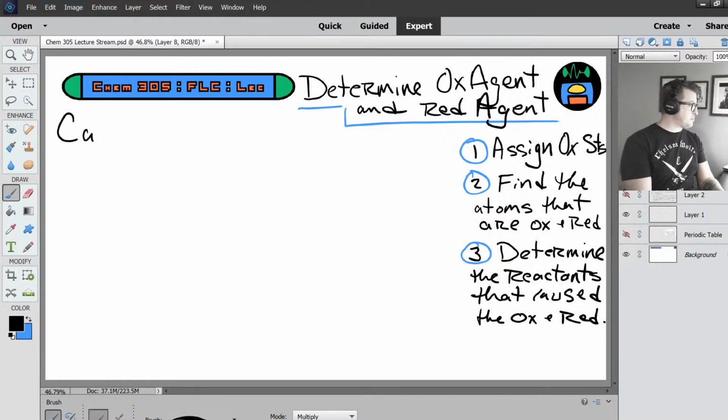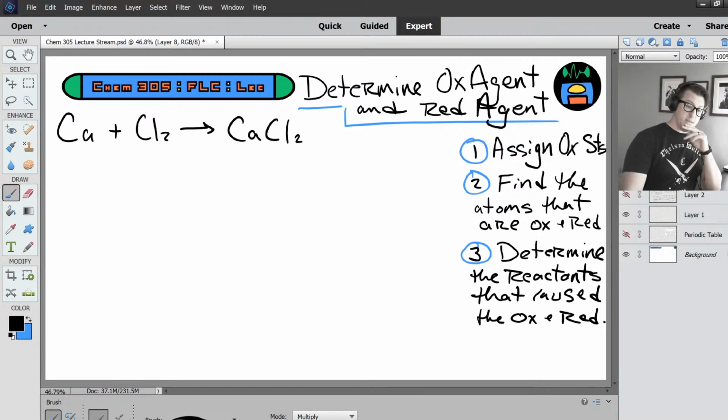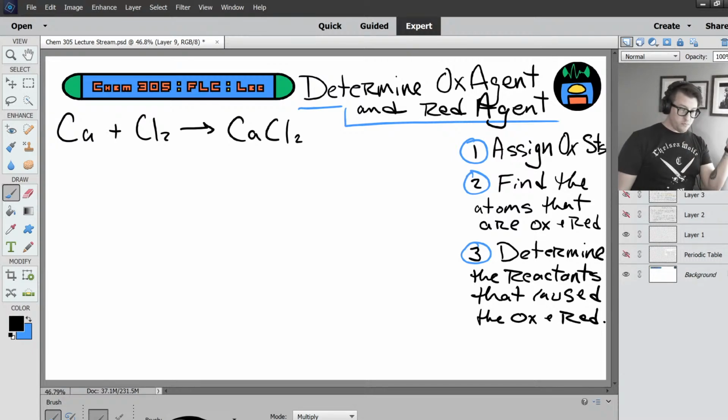Let's look at the reaction between calcium and chloride that produces calcium chloride. All right, step number 1, we need to assign all of our oxidation states, right? We need to determine which one is being oxidized and which one is being reduced.